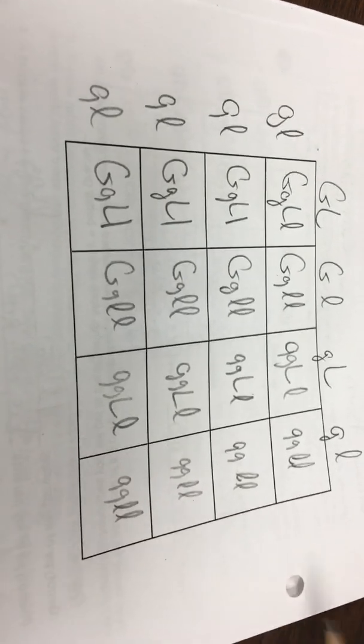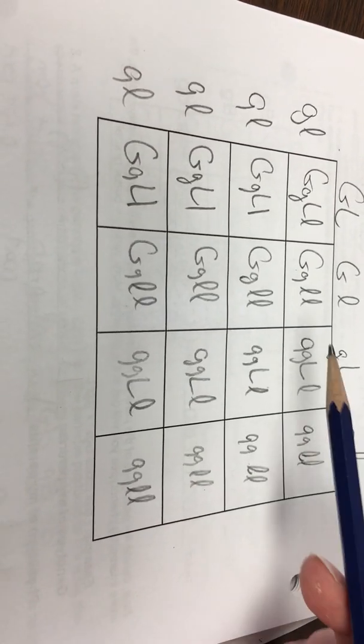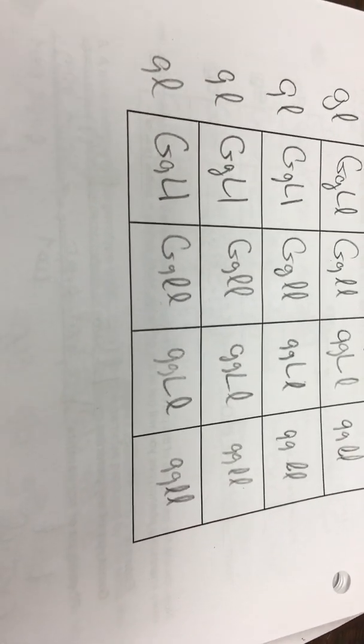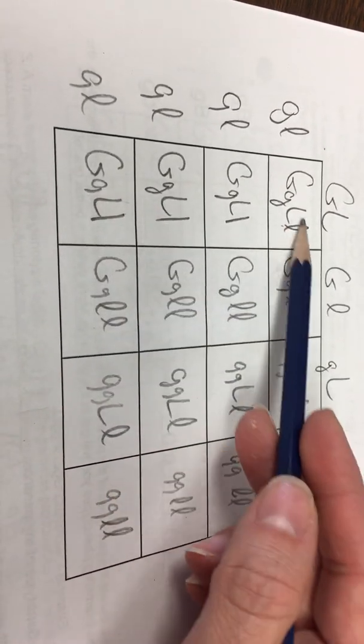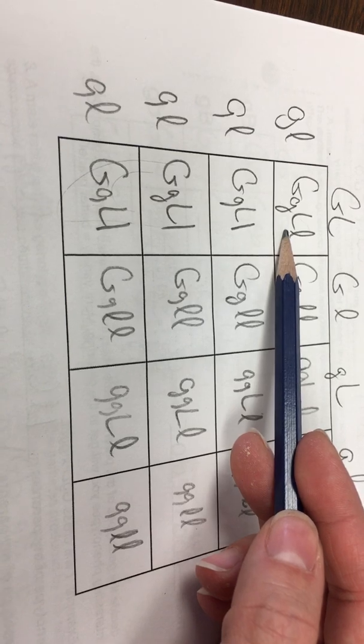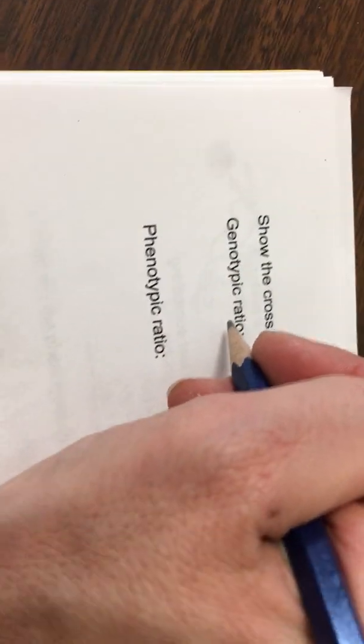So what I need to do is interpret my data. I need to figure out what my genotypes are and what my phenotypes are. So this whole row is the same. They're heterozygous. So I'm going to write that down up here. Big G, little g, big L, big L.